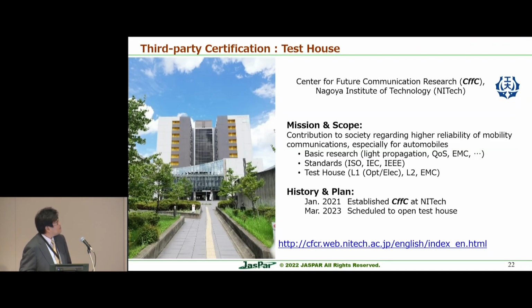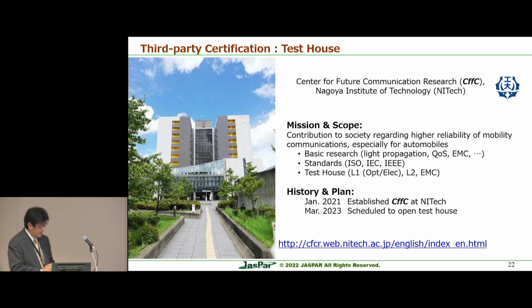Okay, so the Nagoya Institute University, the Future Communication Research Center, contributes basic research, standardization, and test house activities in order to contribute to the enhancement of the reliability of in-vehicle communications. So this is a very brand new center and will operate from next March. And if you are interested, please access this URL.